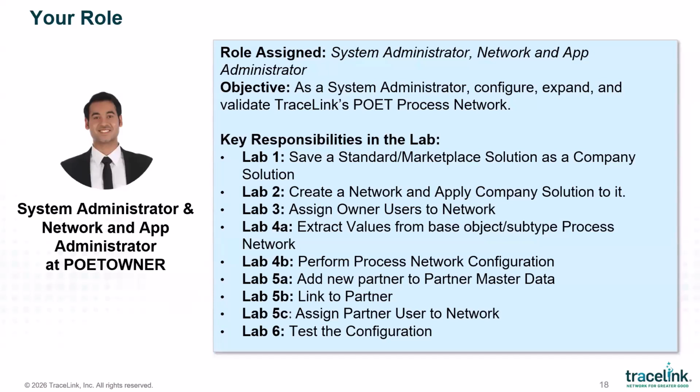These are the key responsibilities. Lab 1, save a standard marketplace solution as a company solution. Lab 2, create a network and apply the company solution to it. Lab 3, assign owner users to the network. Lab 4A, extract values from base object subtype process network. Lab 4B, perform process network configuration. Lab 5A, add new partner-to-partner master data. Lab 5B, link to the partner. Lab 5C, assign the partner user to the network. And then Lab 6, test the configuration.